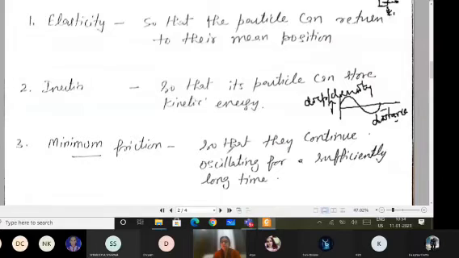So it should have minimum friction so that it can continue oscillating for a sufficiently long time. Otherwise, the wave will vanish immediately as soon as you strike it. So it will be just a pulse, not a complete wave. Pulse means I'm talking about a wave of short duration. It is like it started, but immediately it ended. So we are not able to have even a complete wave.